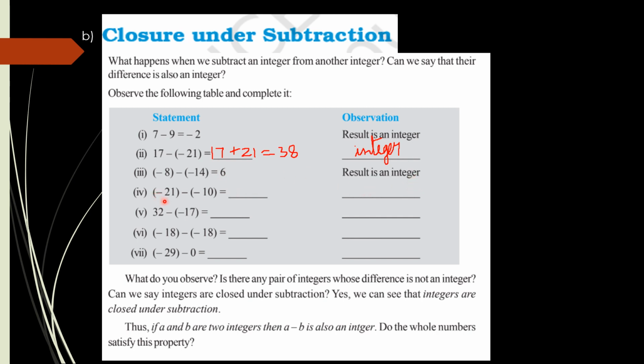Fourth one, minus 21 minus minus 10. Again remove the bracket, minus into minus is plus. Minus 21 plus 10. So what is the answer? Again one negative number, one positive number, you have to subtract. So minus 21 plus 10, we will get the answer minus 11. Right?